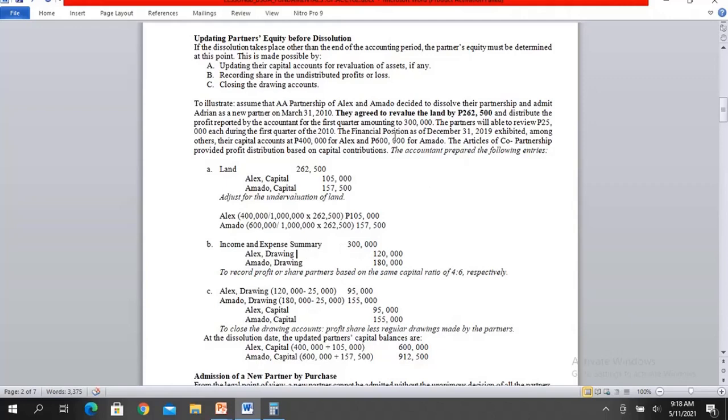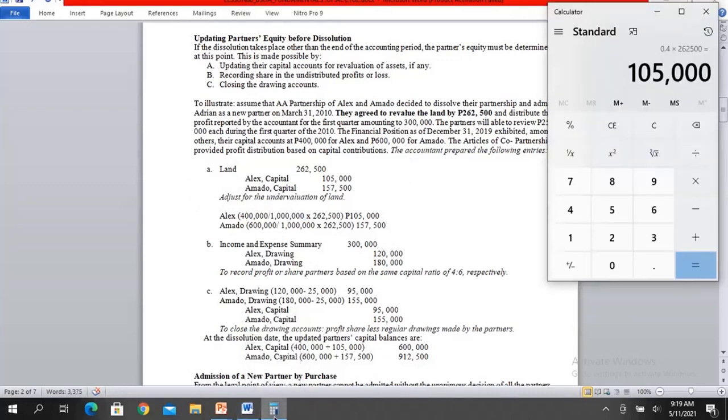Ngayon, sabi dyan, merong na-generate na profit na 300,000 noong first quarter. So, hatiin muna nila yan bago nila i-dissolve yung partnership. Ito siya sa baba. Based din ito sa capital contribution nila. Sabi nga natin, 1 million yung total. So, 300,000 paghahatian nilang dalawa based on their capital contribution.